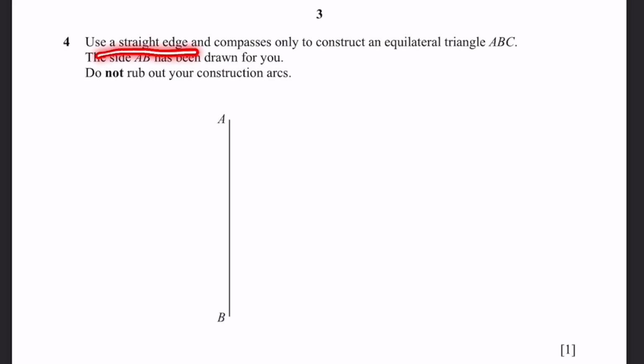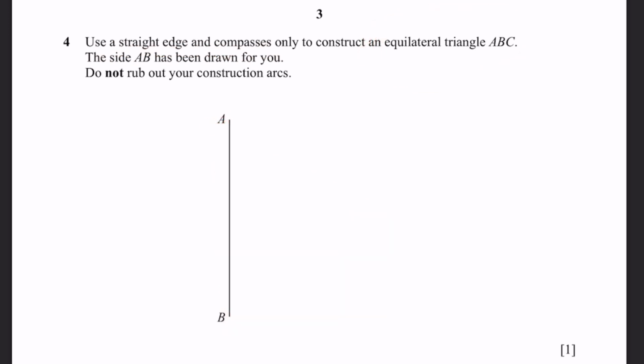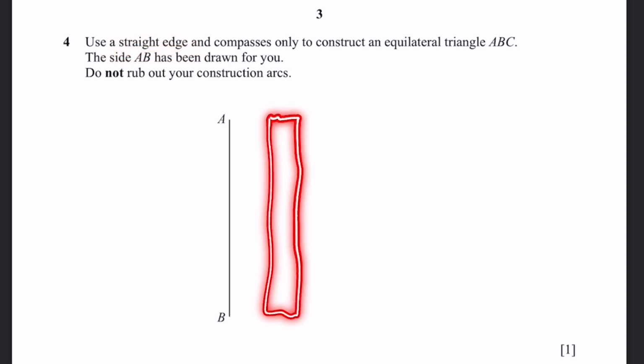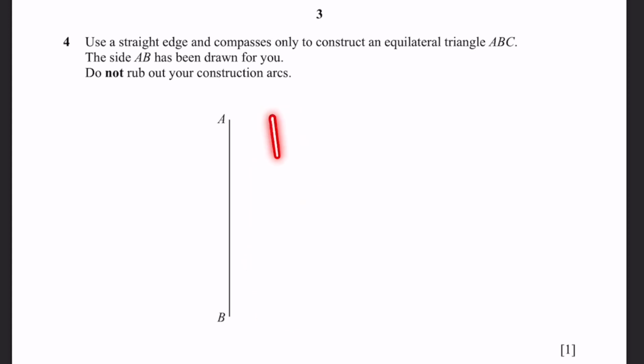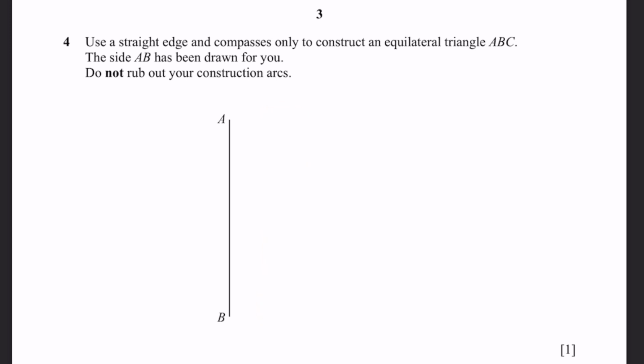Question 4. Use a straight edge and compasses only to construct an equilateral triangle ABC. The side AB has been drawn over here for you. Do not rub out your construction arcs. So first, what's a straight edge? A straight edge is something like a ruler, but it does not have any measurements. It's just a thin piece of wood or metal. Because we use a straight edge and not a ruler, we don't need to do any measurements. That means we use a different method from normal to construct the equilateral triangle.